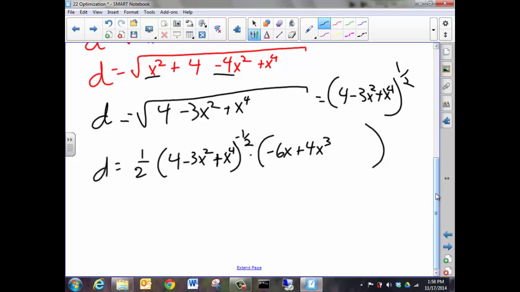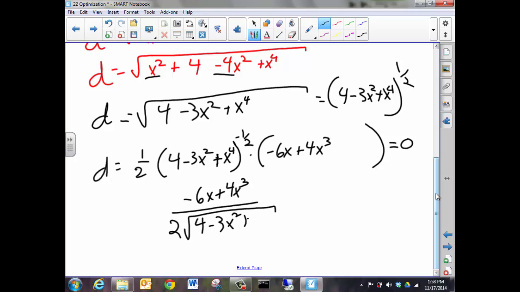Well, boy, that was fun. So now we've taken the derivative. Now what do we get to do? Set it equal to 0. Can we clean that up? Well, this is the numerator. This is the denominator. Agreed? It is disgusting. That is disgusting.